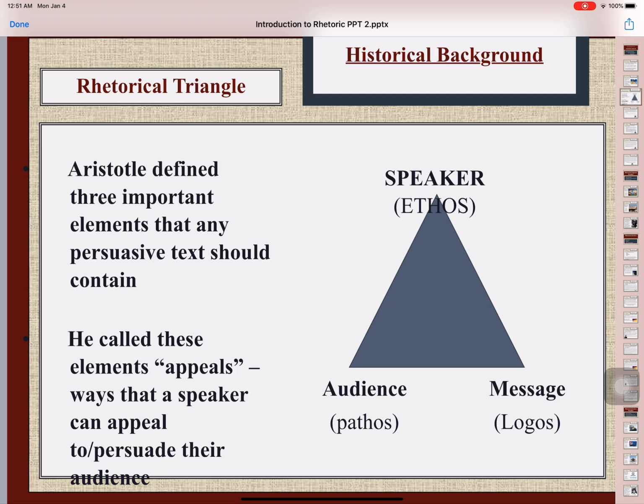Logos being logic, those facts. When arguing with anyone, you just can't argue with the truth, right? You can try, but really we listen to the facts, the figures, the logic of the whole thing. All men are mortal. Socrates was a man, therefore Socrates was mortal, right? That's called syllogism, logic, logos. Moving on. Let's look at ethos right here.